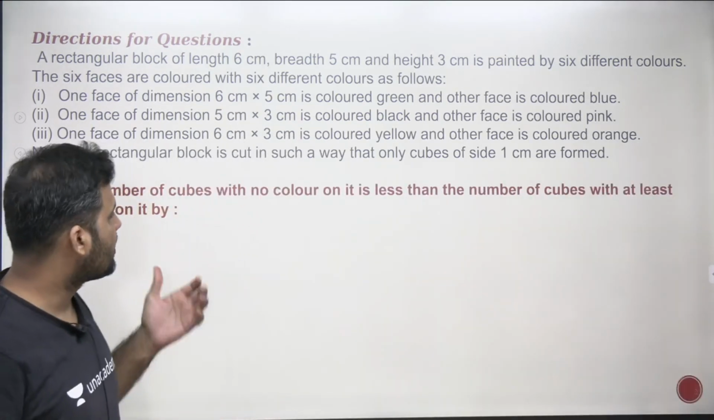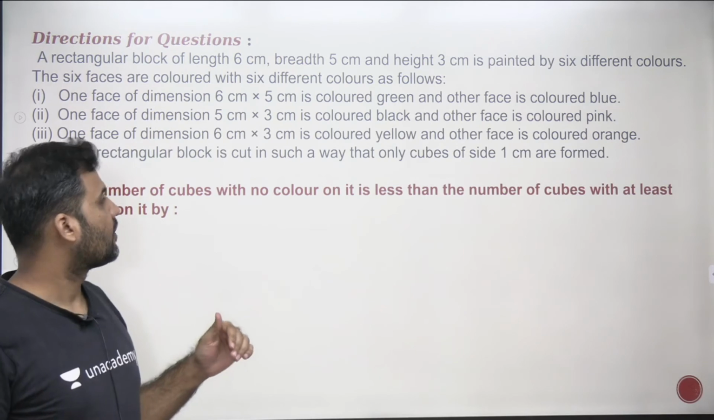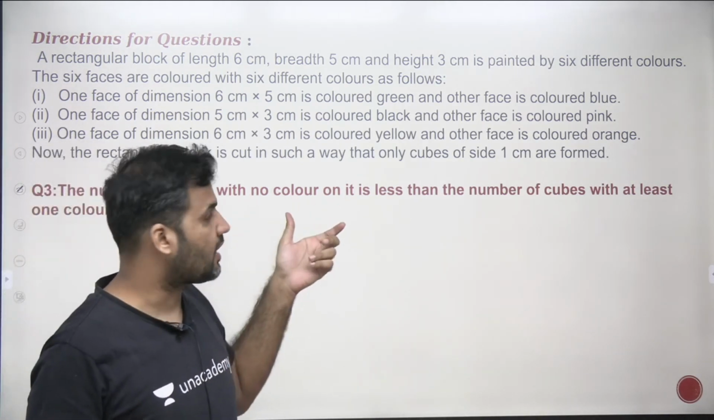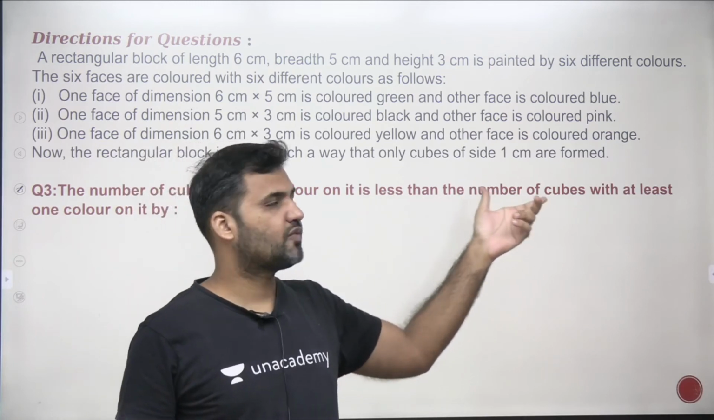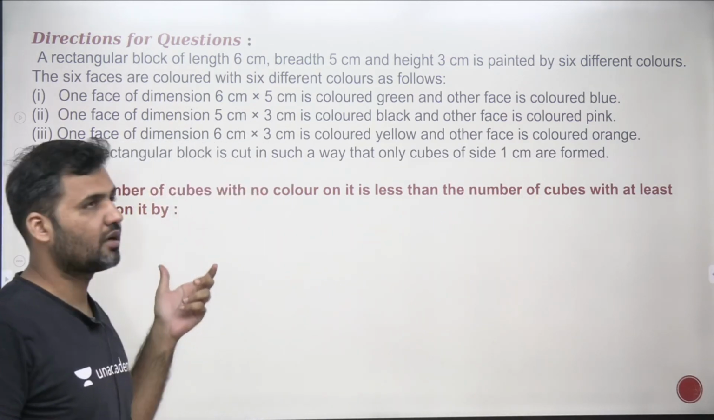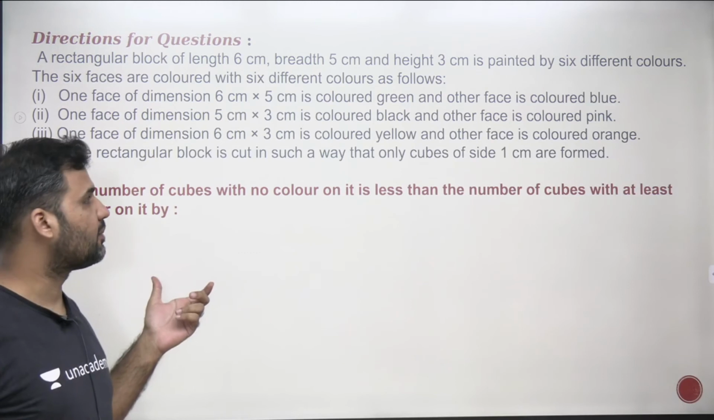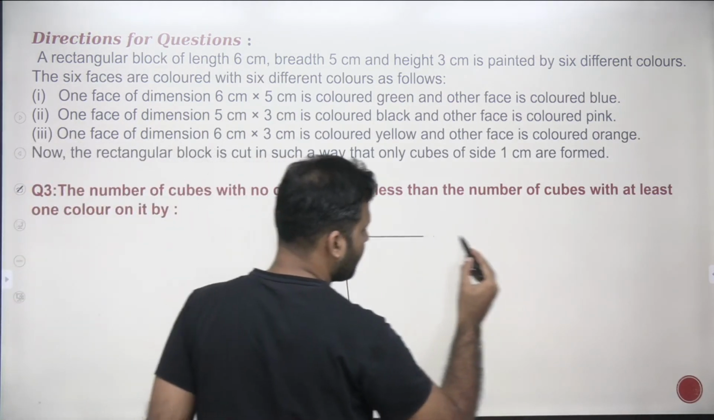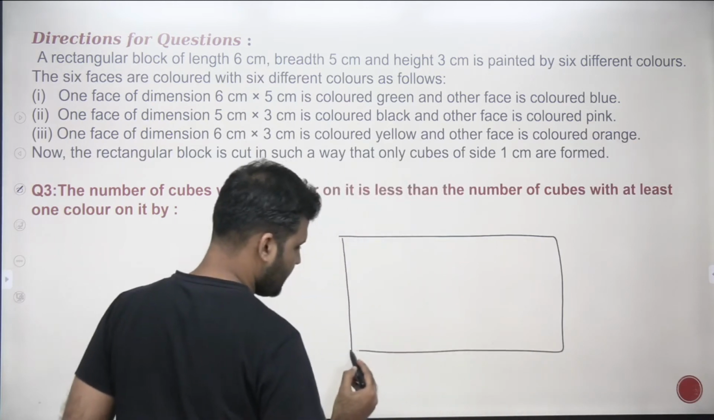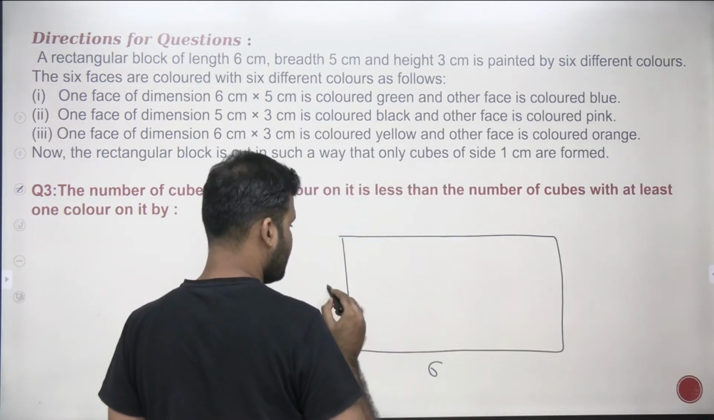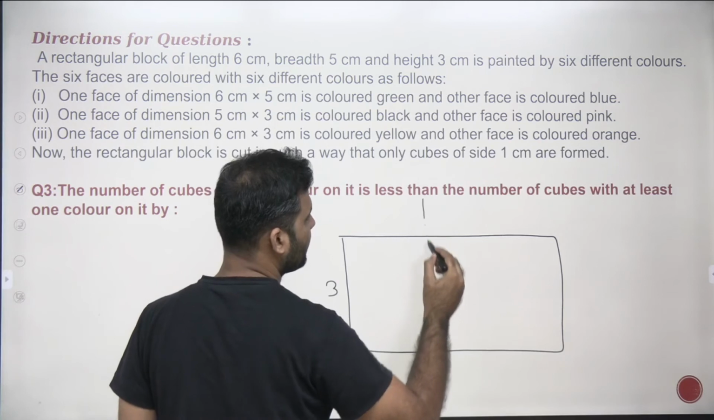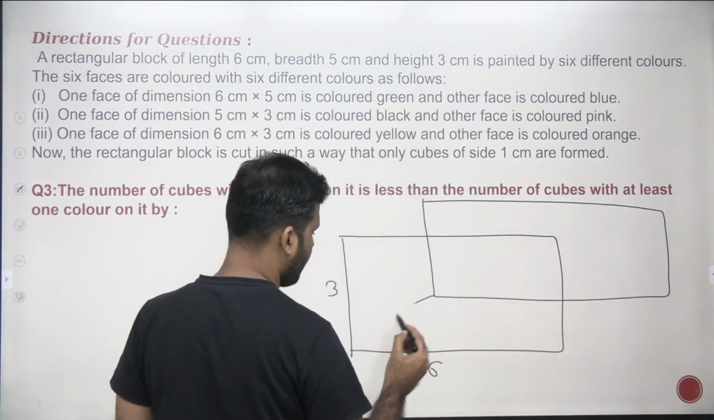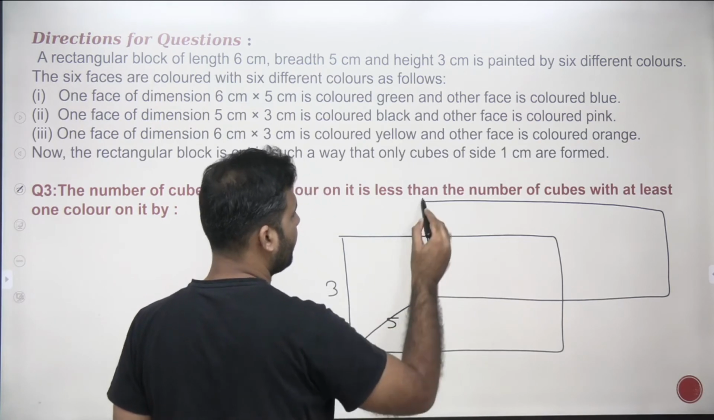So here is the third question of the set, where we are supposed to find out whether the number of cubes with no color on it is less than the number of cubes with at least 1 color on it. This one is quite simple. See that the cuboid that you have has a length of 6 centimeter, height of 3 centimeter and width of 5 centimeter. So this is the cuboid that we have. This is a width of 5 centimeter, right?